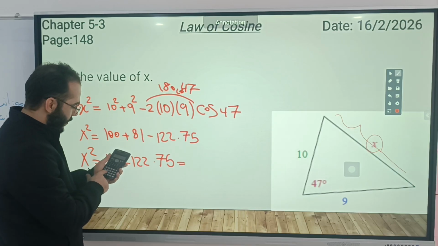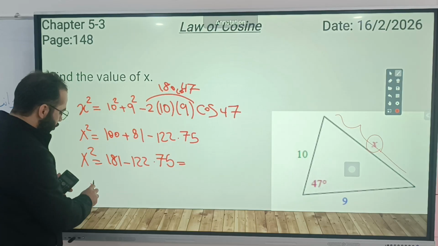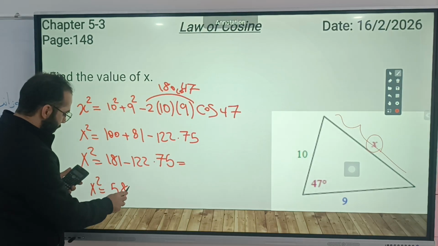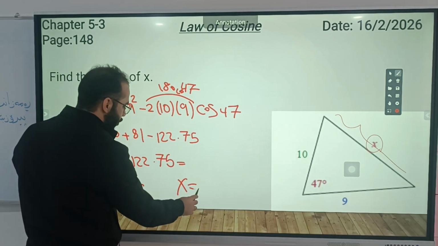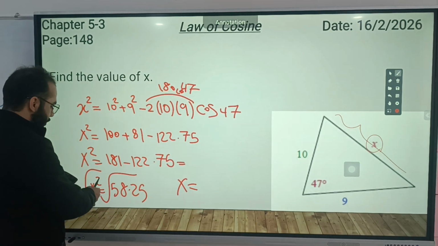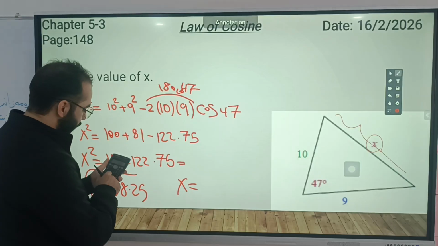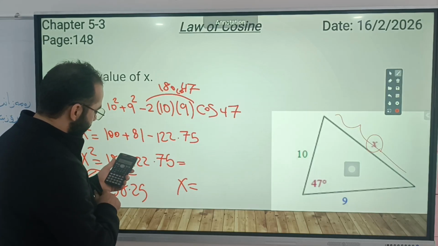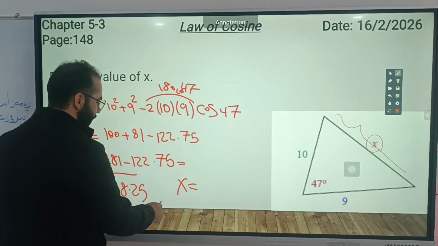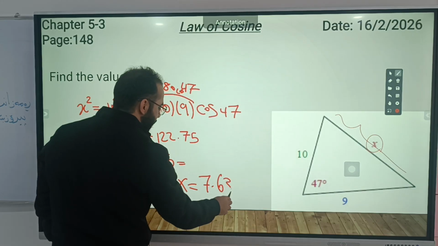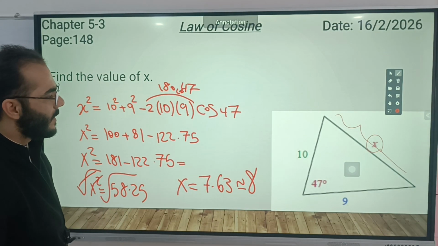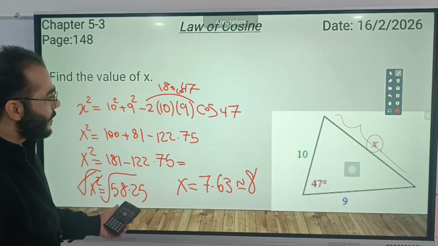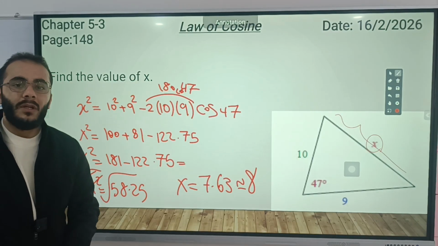181 minus 122.75 equals 58.25. So x squared equals 58.25. Take the square root of both sides. So x equals, why do we take the square root? Because we need to remove this square. So take the square root of the result, which equals 7.63. Approximately, you can say that it equals 8. That is how we deal with such a question by using the law of cosine.